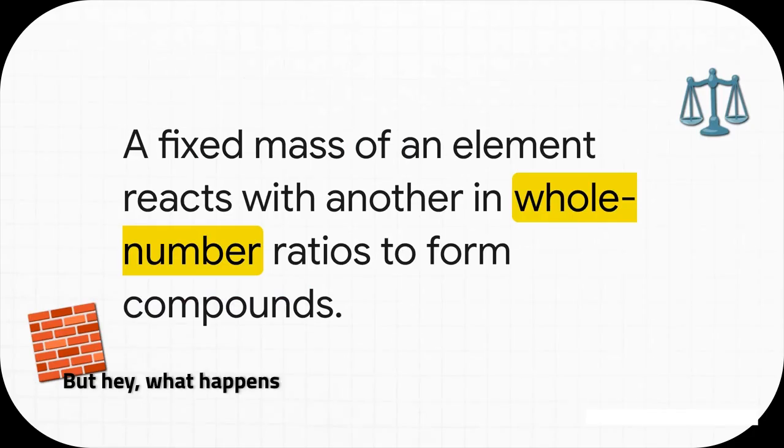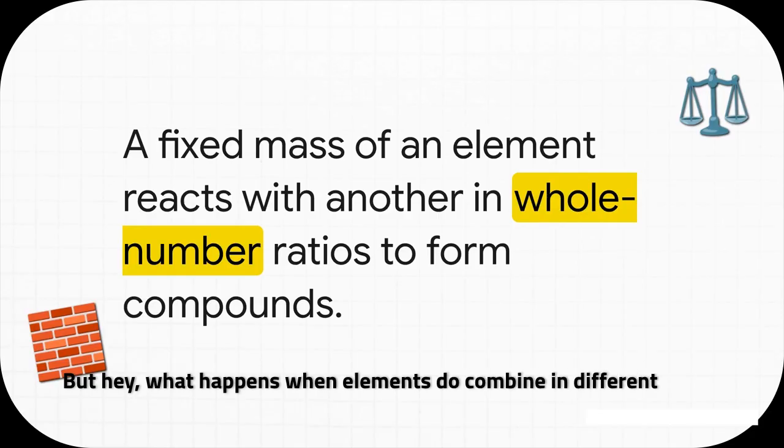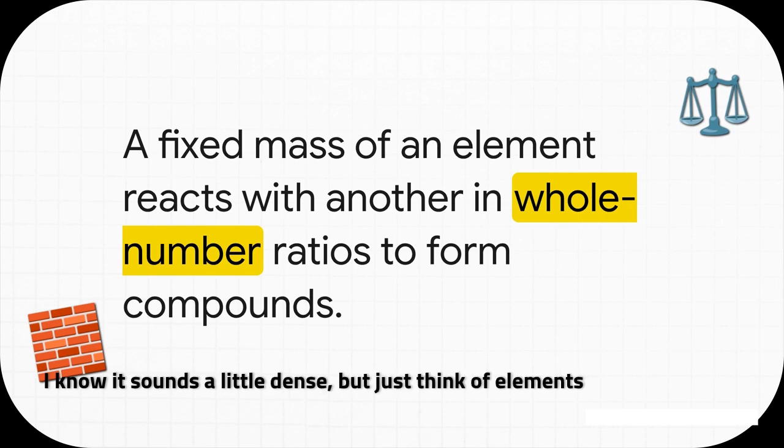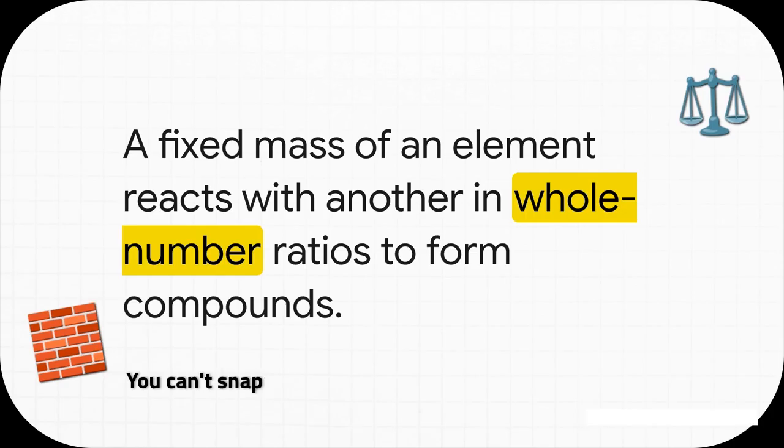But hey, what happens when elements do combine in different ways, kind of like what we just saw? Well, that introduces something called the law of multiple proportions. I know, it sounds a little dense, but just think of elements like Lego bricks. You can't snap half a Lego brick onto another one, right? Atoms work the exact same way. They have to combine in whole pieces.